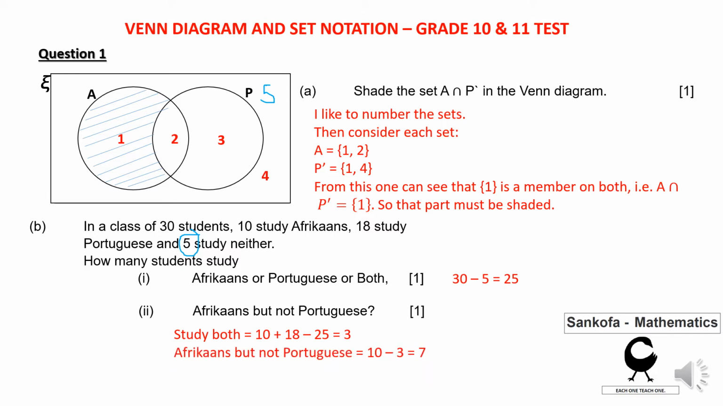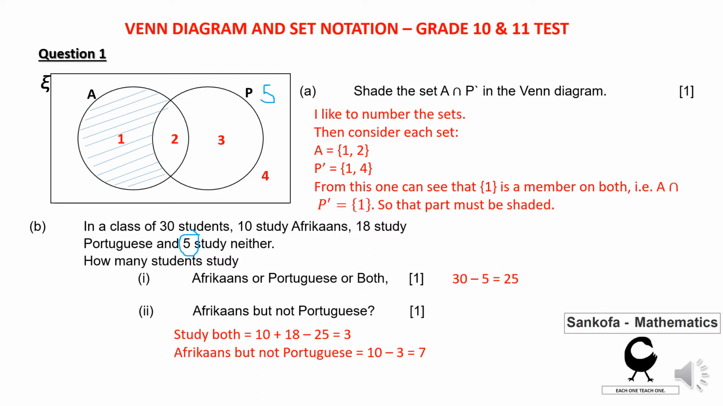There are other ways that you can do this as well, but obviously you'll see that towards the latter part of the video I'm going to introduce some X and so on. All right, so learners who study Afrikaans but not Portuguese, they are 7 in total. Okay, right, so you have to find how many learners study both.